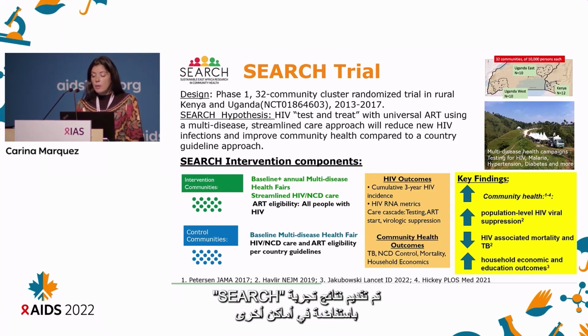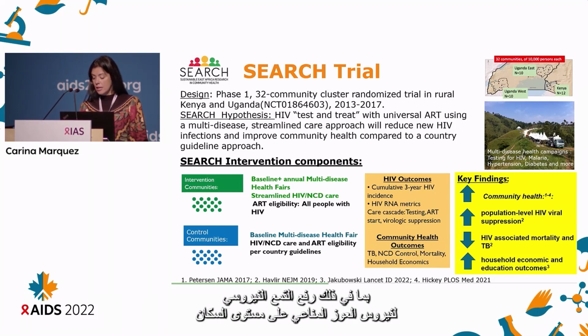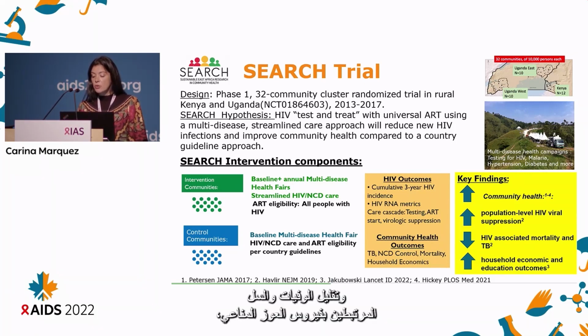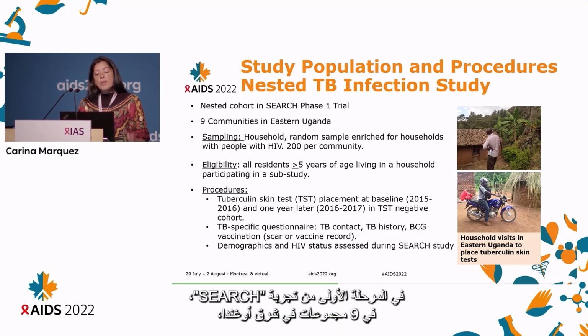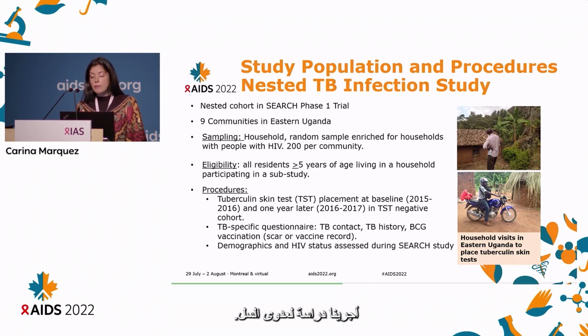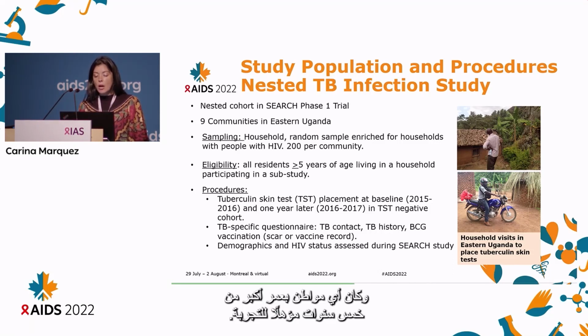The findings of SEARCH have been widely presented elsewhere, but just to summarize, the intervention increased many aspects of community health, including increasing population HIV viral suppression, decreasing HIV-associated mortality and tuberculosis, and increasing household economic and education indicators. So within SEARCH phase 1, in 9 communities in eastern Uganda, we nested a TB infection study. This was a household study, and all persons in the randomly sampled households, which were enriched for households with people with HIV, all residents over 5 years of age were eligible.